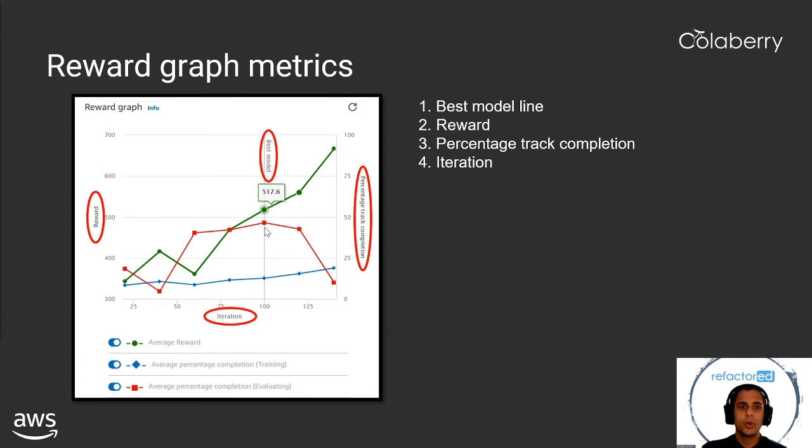Second is our reward. It is primarily shown on the y-axis, and the reward graph is earned during a training iteration. To read the exact value of a reward, we hover our mouse over the data point on the graph. Our third metric is the percentage track completion. It is shown on the secondary y-axis, and it shows you the percentage of the track the agent completed during a training iteration. Now, iteration, which is on the x-axis, is the number of iterations completed during your training job.